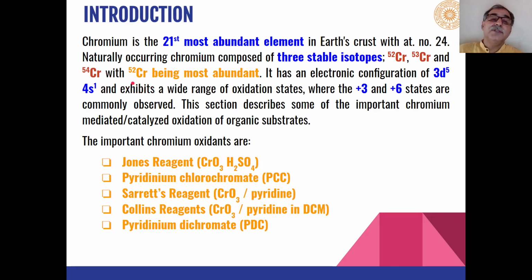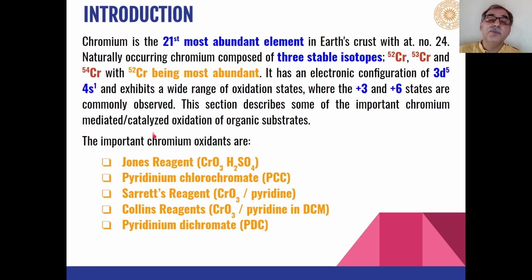Out of these three, chromium 52 is the most abundant isotope, and it has the electronic configuration 3d5 4s1, which is a half-filled configuration and is a very stable configuration. The most common oxidation states of chromium are +3 and +6.